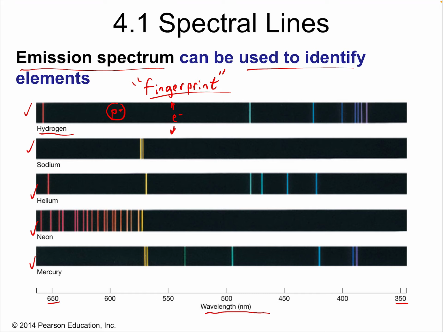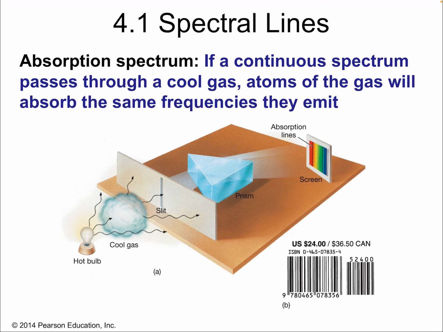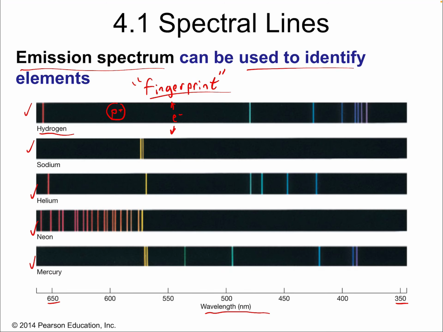Remember where the visible spectrum falls on the overall electromagnetic spectrum. We're going to focus largely on the visible today, although we will touch on other parts of the spectrum, including UV, infrared, and radio. So there's another type of spectral analysis, another type of spectral line set that can form, and these are absorption spectra. You can think of them as the opposite of the emission spectrum.